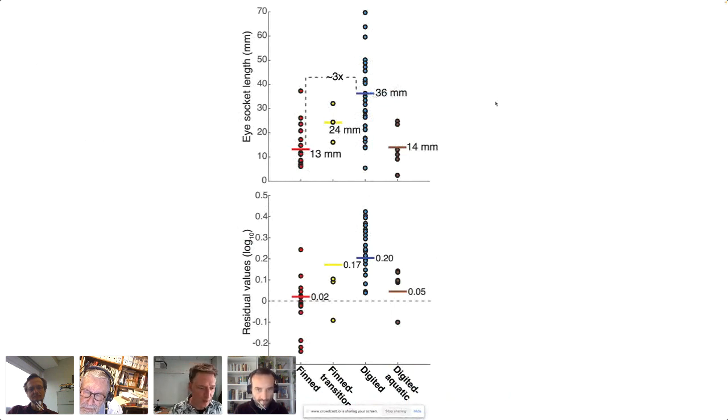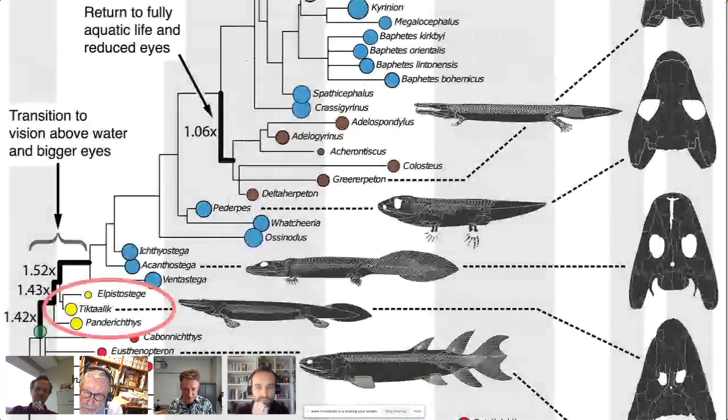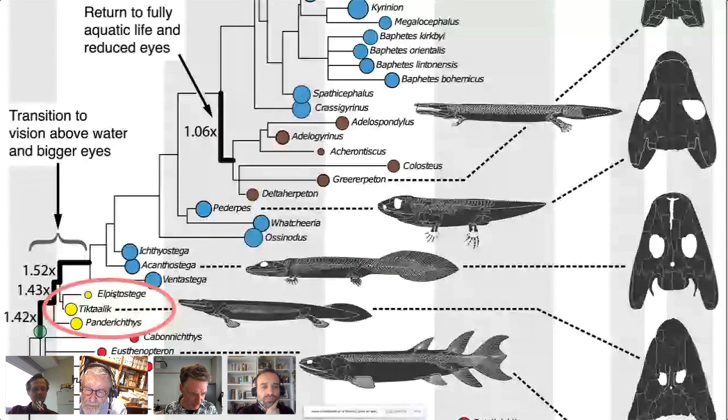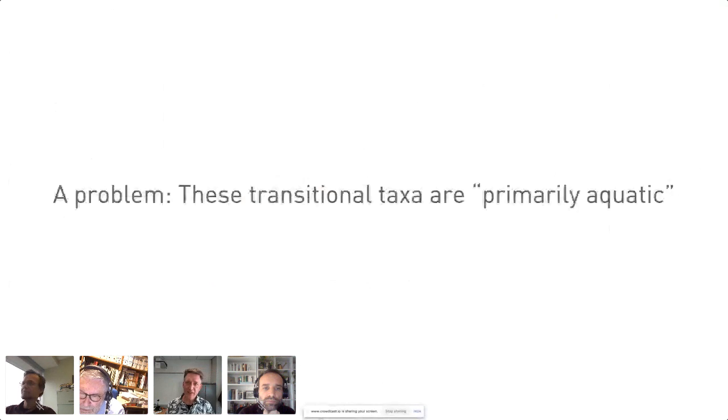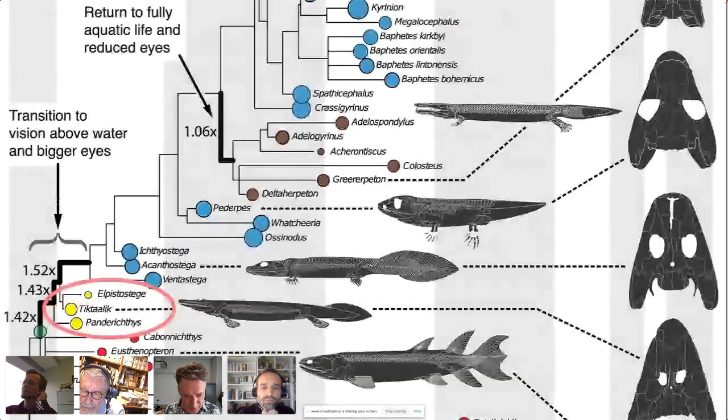All right, so there was a bit of a tricky issue, however. Let's think about these Elpistostegalians. Here are the numbers, 1.4x of the root node for orbit size going up to 1.5. And that tricky issue is this. The Elpistostegalians are primarily aquatic, and you can see that in the fact that they have pretty limited rib cages.